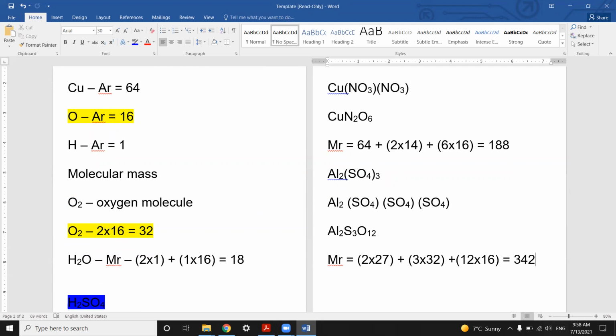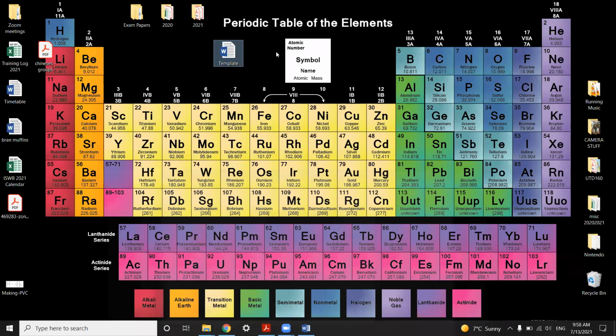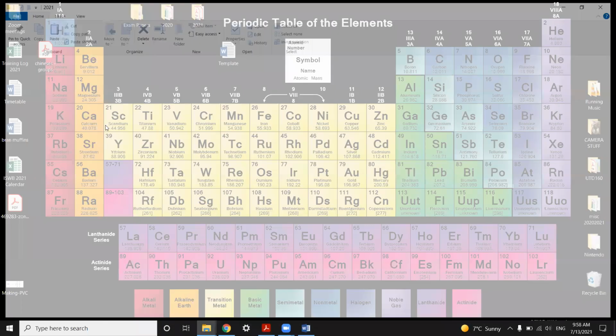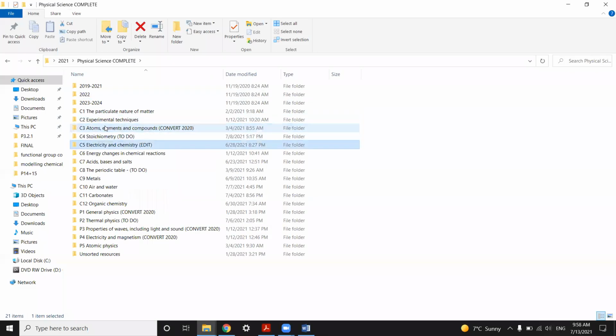Okay, so you guys get the basic idea. You get the concept. You use your periodic table. You count the number of atoms, and then you multiply them by the mass of each individual atom. So what you can do for practice, I'm not going to give you a worksheet or anything. What I'm going to show you is that you can use the worksheet that you already have. So I'll show you quickly.